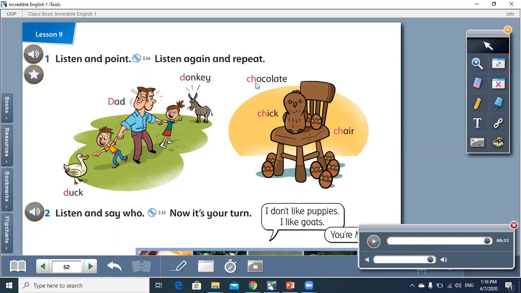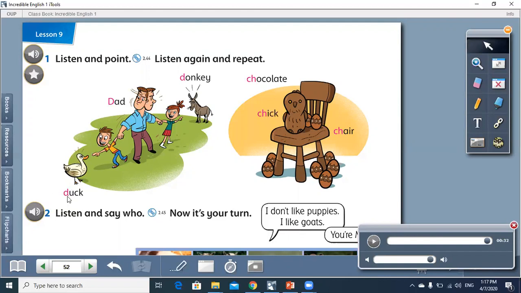Here we have cha, plus O, chop, chocolate. Chi, plus I here, chi, plus K, chick, chocolate chick. And this is che, because we have che, plus I, chair, plus R, chair. This is how we can read these words.